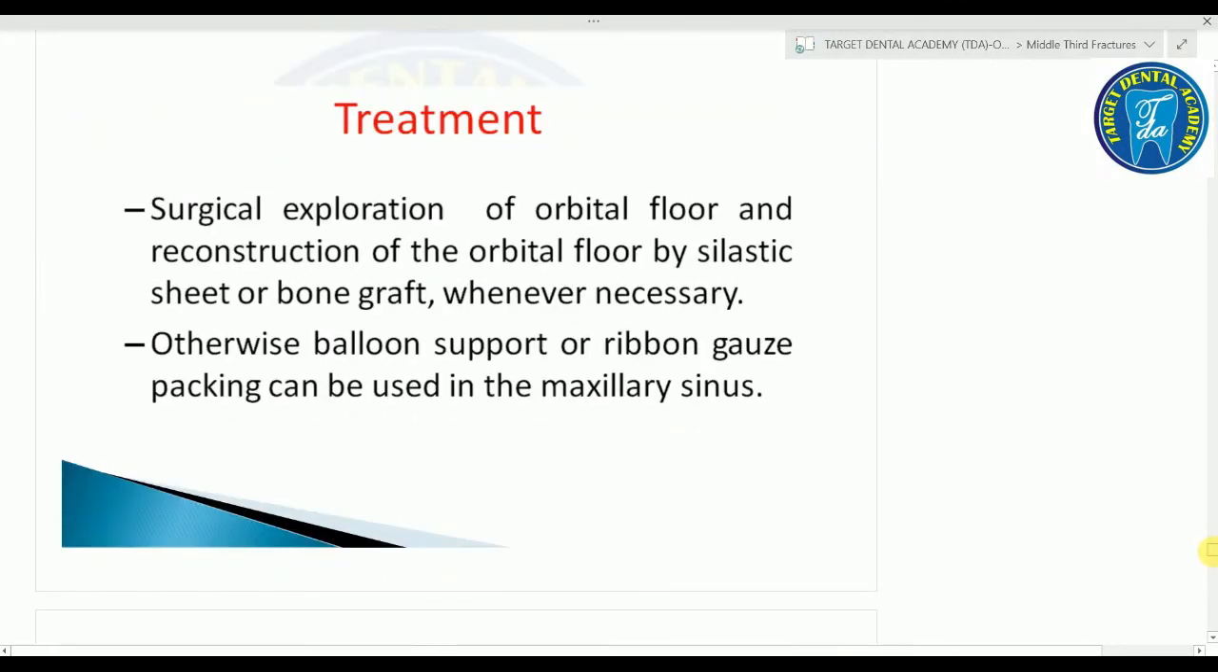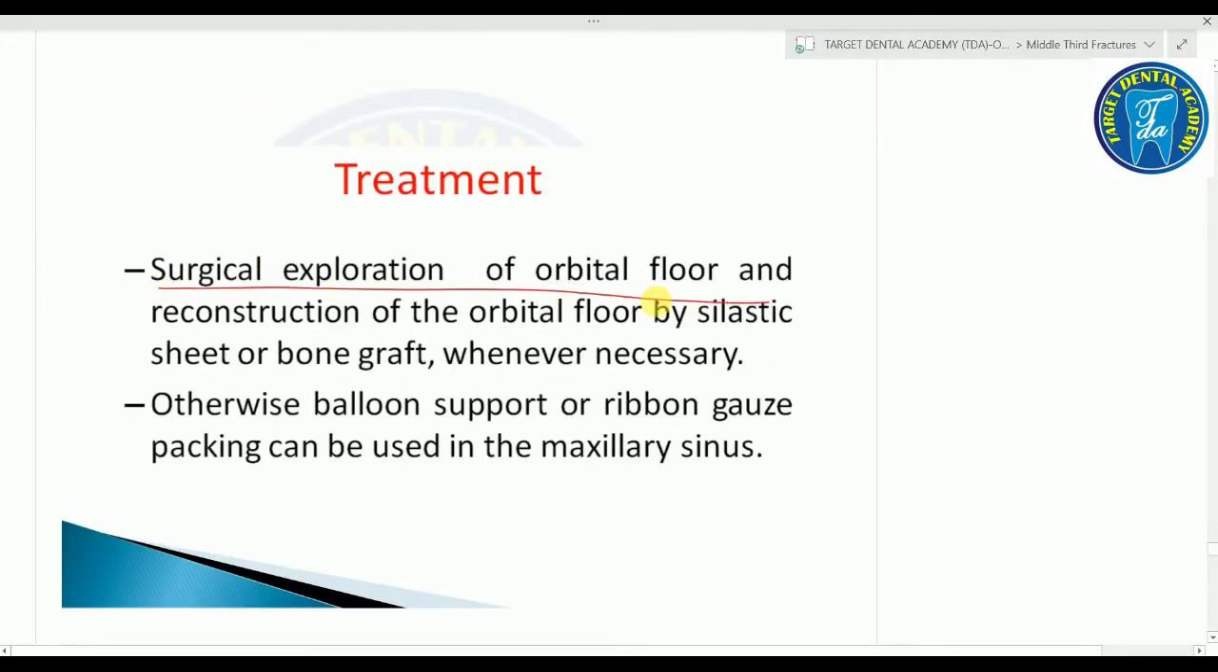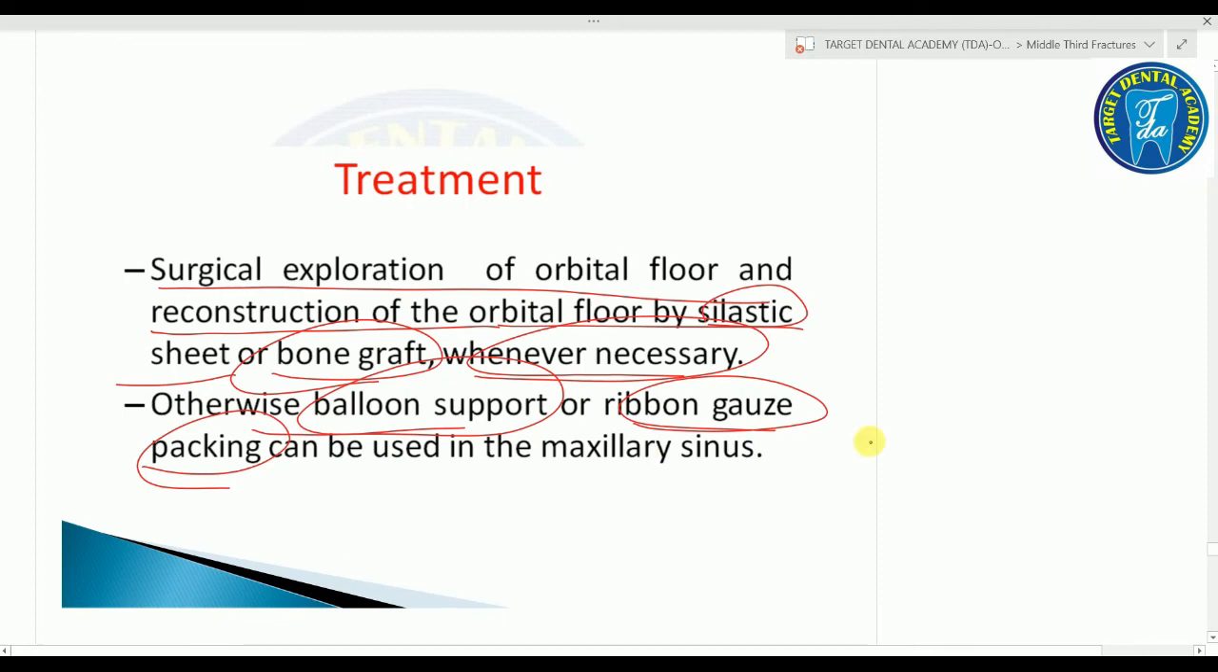Coming on to treatment, in this, surgical exploration of the orbital floor and reconstruction of the orbital floor by the Celastic sheet or bone graft whenever necessary. Otherwise, balloon support or ribbon gauze packing can be used in the maxillary sinus.